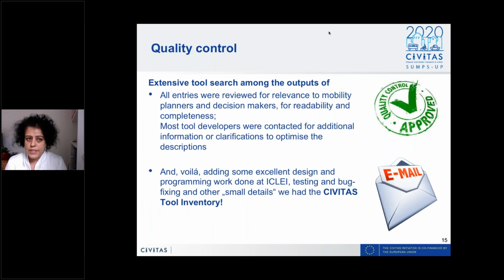The entire tool list went through a very extensive quality control, so all entries were reviewed for relevance to mobility planners and decision makers, for readability and completeness. Most tool developers were contacted to obtain additional information about the tools. And yes, this is the final list that you can find on the Civitas website.